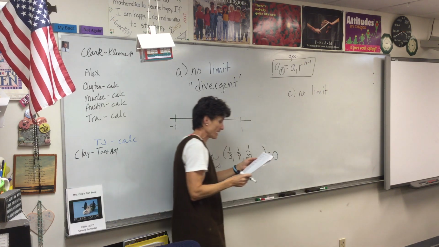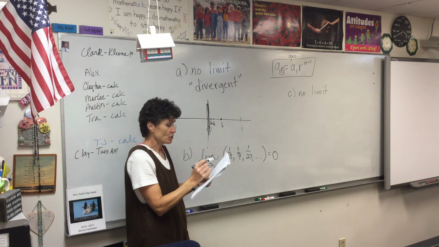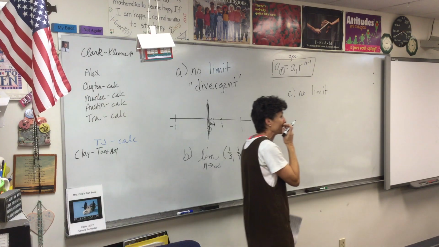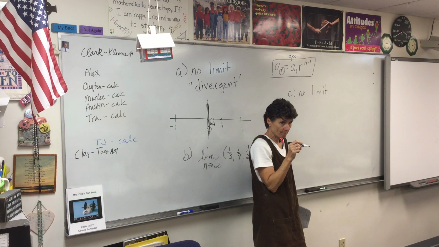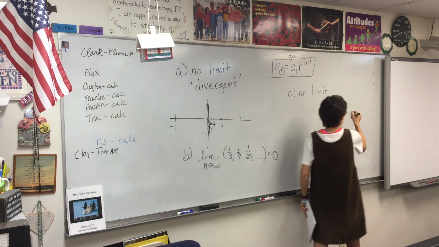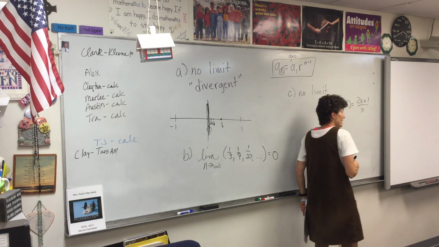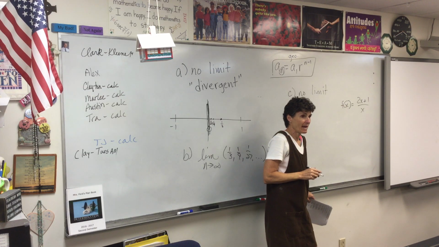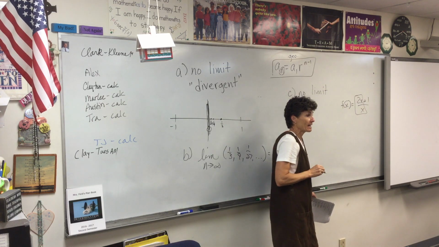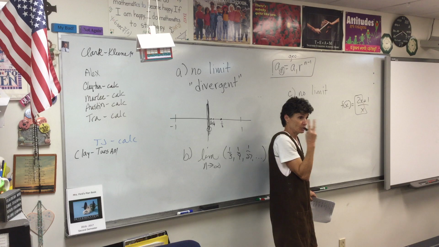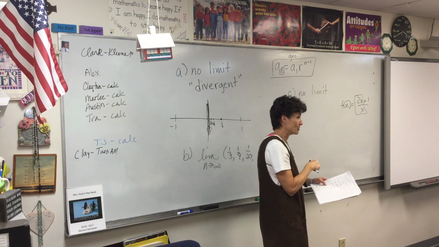Now, for the next set, D, E, F, G, and H. D, E, F, G, and H are all the same kind of problem, and we have done this before. Back when we were graphing horizontal asymptotes, do you remember when we had to graph things like 2x plus 1 over x? And I said, where's the horizontal asymptote? And you said the horizontal asymptote is at 2, because it was 2x over x. That's a limit. That's exactly how you do these problems.